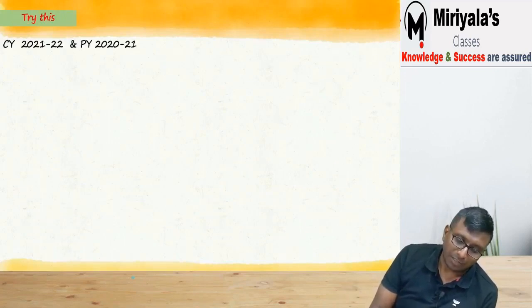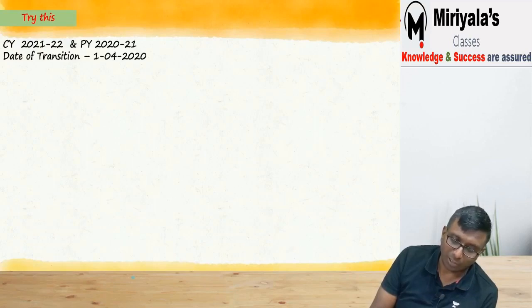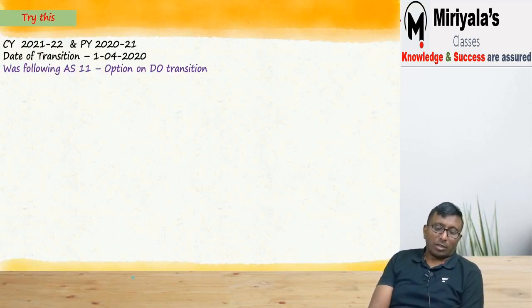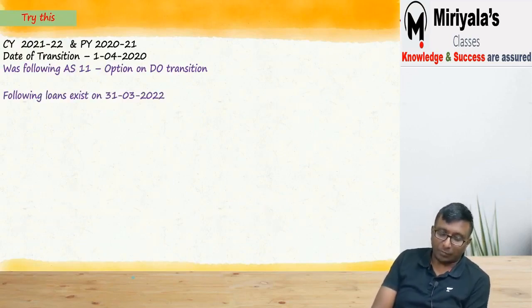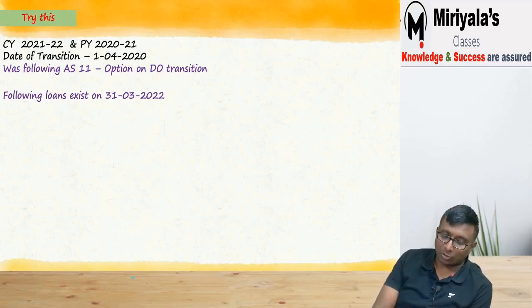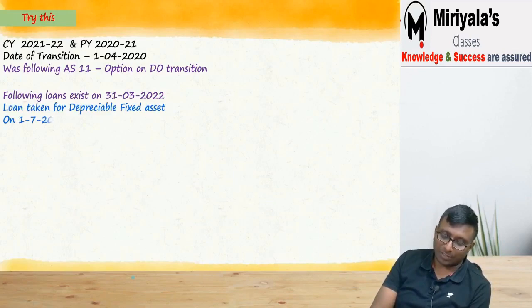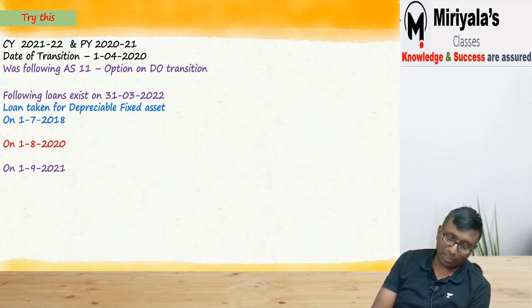Right, my dear. Try this. Current year 2021, previous year 2021, date of transition is 1/4/2020. We were following AS 11 option on the date of transition. Following loans existed on 31st March 2022. Loan taken for the depreciable fixed asset. On 1/4/2017 एक लोन लिया, 1/8/2020 एक लोन लिया, 1/9/2021 एक लोन लिया.